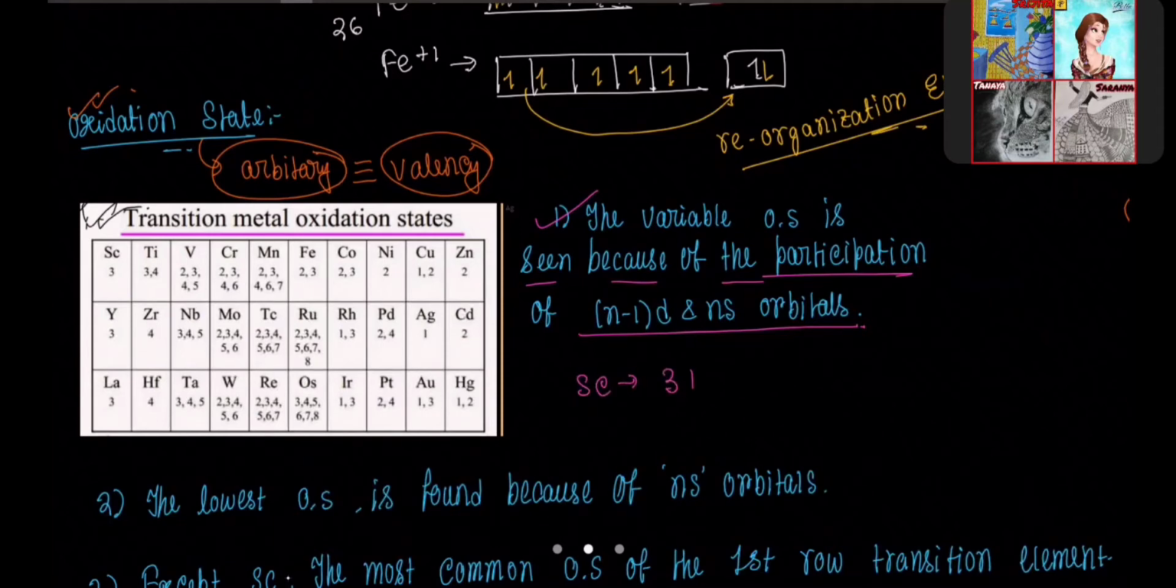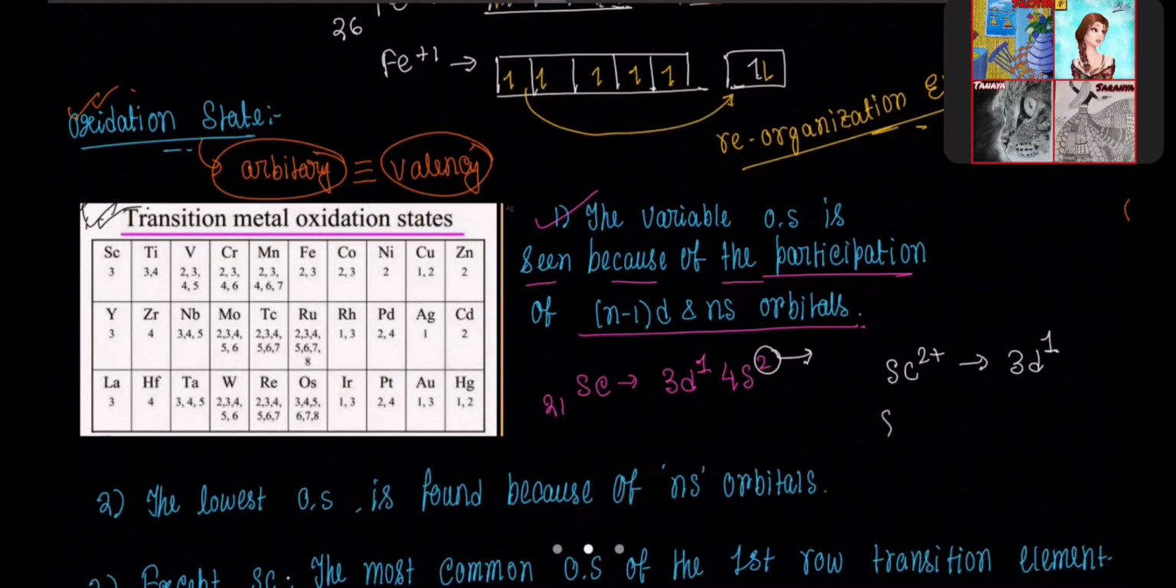So for scandium, if I see 3d1 4s2, right? 3d comes before 4s, isn't it? So 3d1 4s2, atomic number 21. Now over here, for ns, there are two electrons, right? So scandium 2+ is stable with a 3d1 configuration.